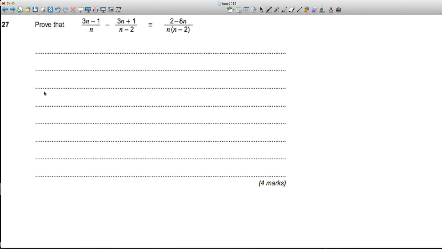Okay, 27. Prove that the following is equal to the following. Basically, what we're asked to do here is take the left-hand side, play around with it, and show it's equal to the right-hand side. So start with the left-hand side. Let's just write down the left-hand side. 3n subtract 1. Let's write everything in brackets. It makes everything a whole lot easier.